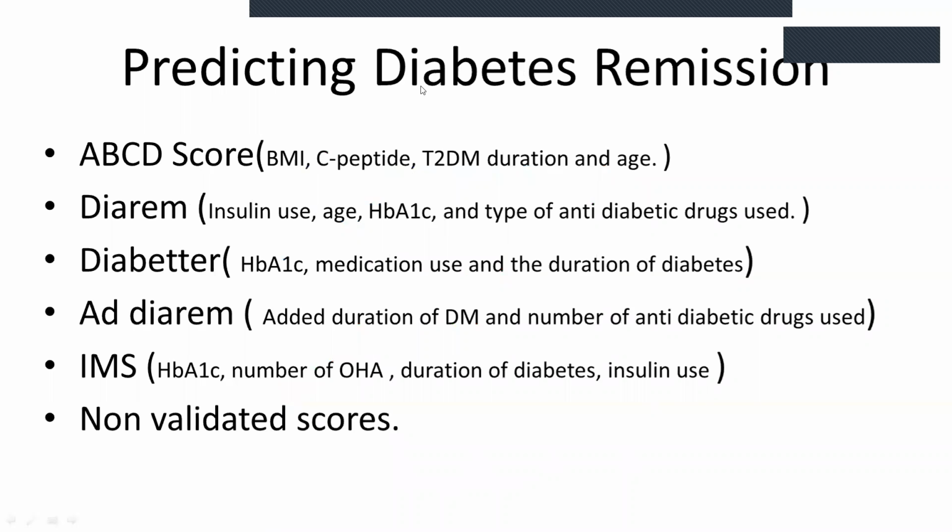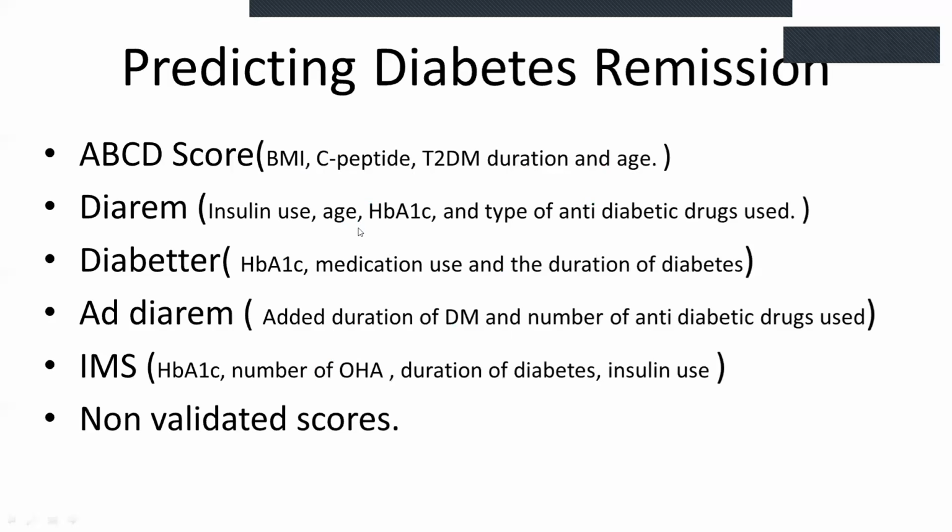What are the scores which are available for predicting diabetes remission? There are many scores. The few famous scores would be the ABCD score, the DIREM score, the Diabetes score, the Advanced DIREM score, the IMS score, and there are many other non-validated scores also. So let's see each of these. The ABCD score includes preoperative variables like BMI, C-peptide levels, type 2 diabetes duration, and age for calculating a score which will predict the outcome.